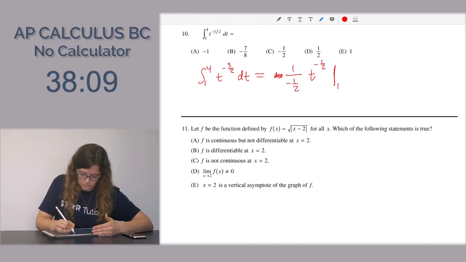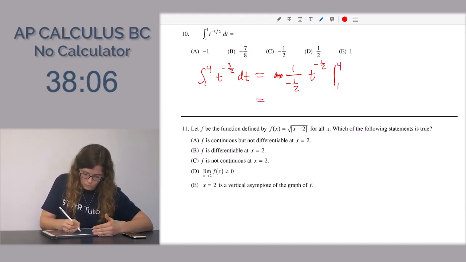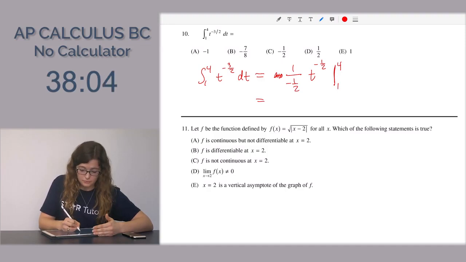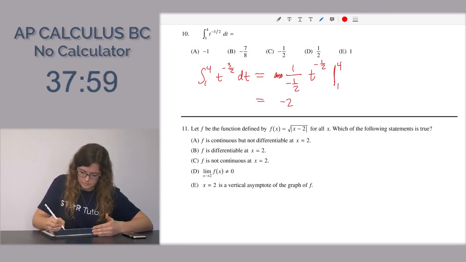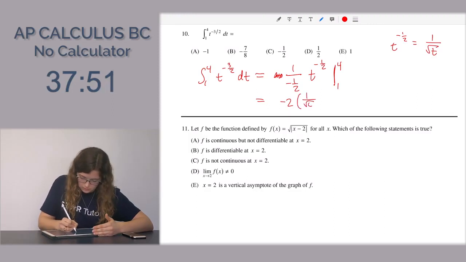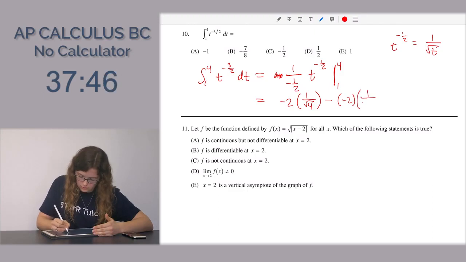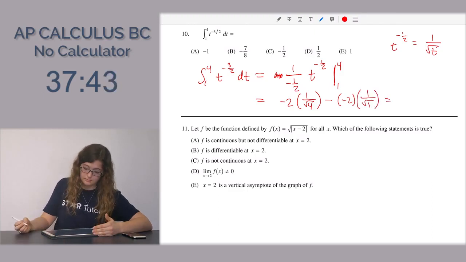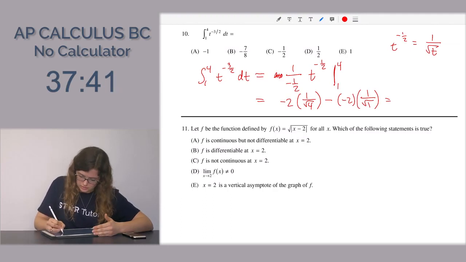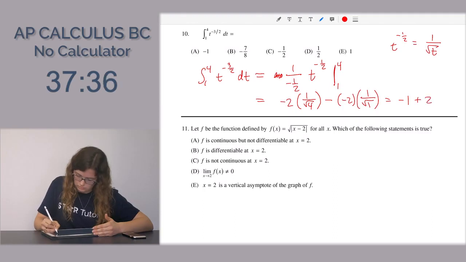Then I need to evaluate this from 1 to 4. So this 1 over negative 1/2 simplifies to negative 2. So I have negative 2, I plug in 4, and I'm going to rewrite t to the minus 1/2 as 1 over the square root of t. So I've got 1 over the square root of 4 minus negative 2 times 1 over the square root of 1. So that's going to be negative 2 over 2, which is negative 1, plus 2, which is 1. E.